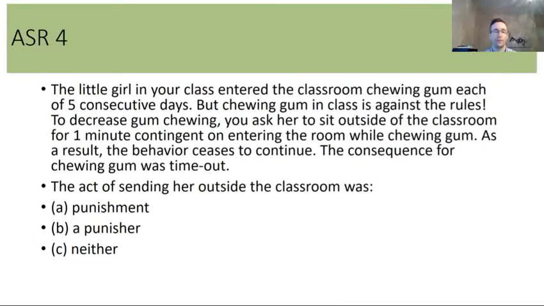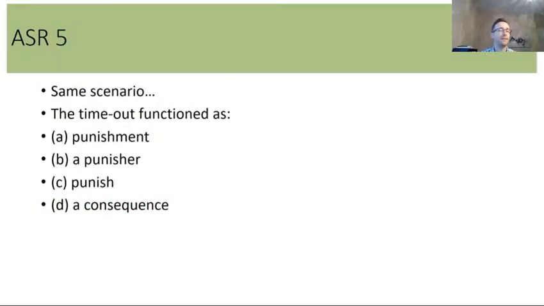A few more seconds. Okay, I'll close the poll, and the answer is A, punishment. That's the process or procedure or operation. In this case, the act of sending her outside the classroom is the operation or the procedure. And in the same scenario, the timeout functioned as A, punishment, B, a punisher, C, punish, or D, a consequence.